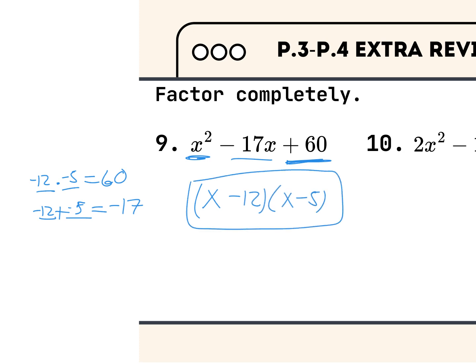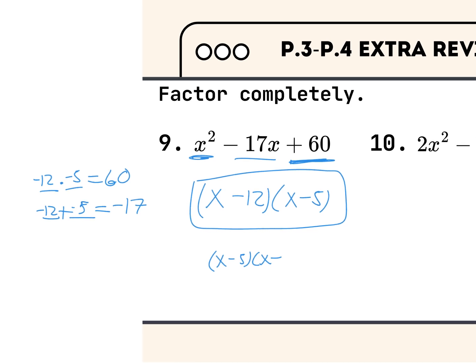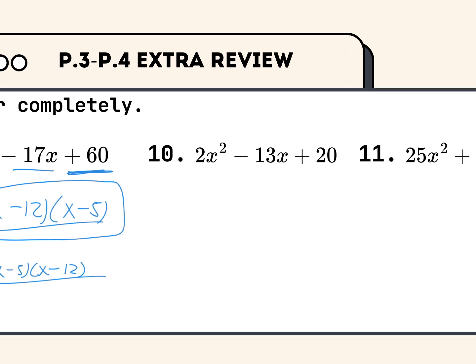All we have to do, that might be some of the simpler ones that you'll get. All right, and the order doesn't matter. If I wanted to write x minus 5 and x minus 12, that's equally correct. All right, so either way, one is not better than the other. They're both exactly the same. All right, let's try the same thing with the next one.